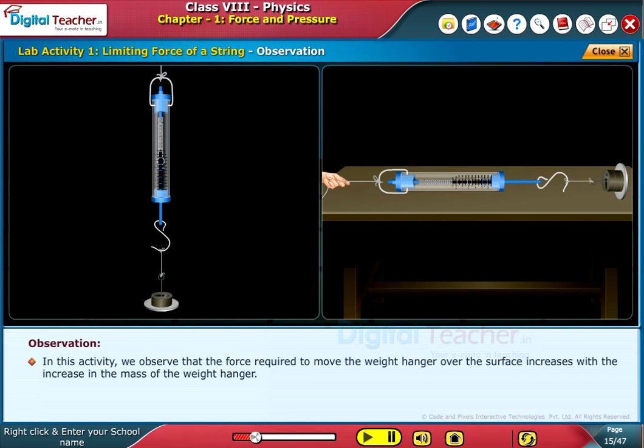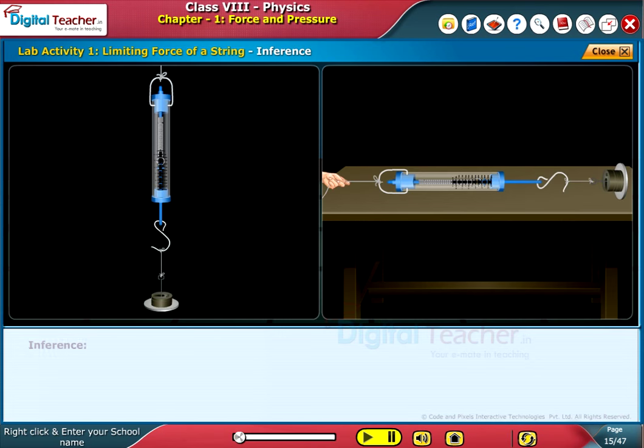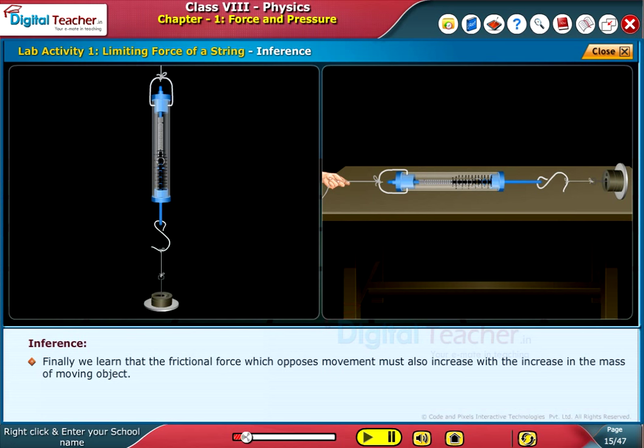In this activity, we observe that the force required to move the weight hanger over the surface increases with the increase in the mass of the weight hanger. Finally, we learn that the frictional force which opposes movement must also increase with the increase in the mass of the moving object.